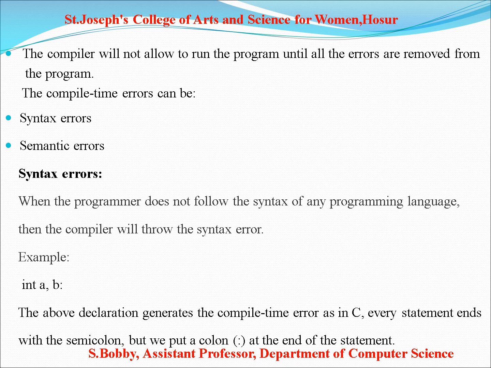Compile time errors can also be syntax errors and semantic errors. Syntax errors mean the programmer does not follow the syntax of the programming language. Then the compiler will throw the syntax error. For example, you are declaring two int variables a, b. The declaration generates compile time errors as in C. Every statement ends with a semicolon, but if we put a colon at the end of the statement, the error will occur.